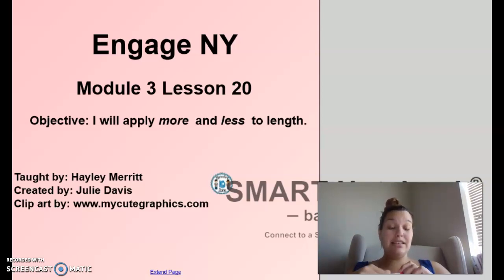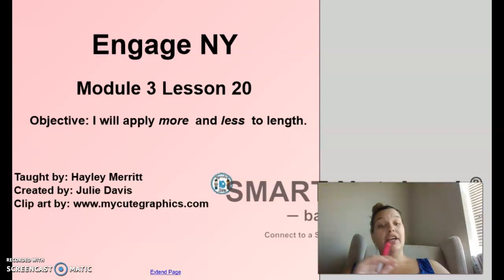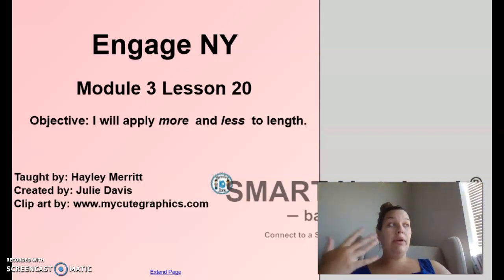For your exit ticket today, it is a Google form. You are going to be doing something similar to what we did right on here. You're going to figure out which is longer and by how much longer that row of objects is, or how many more objects you would need to make them the same.